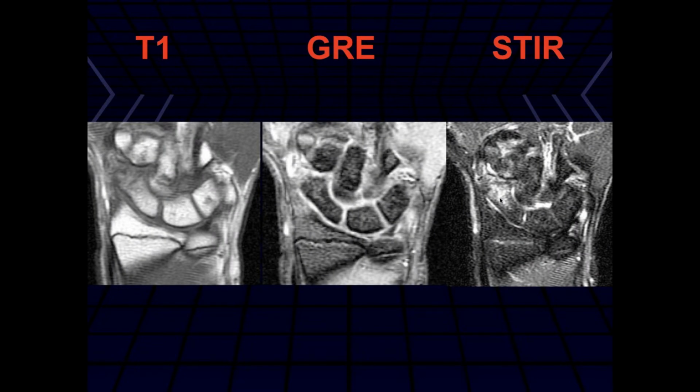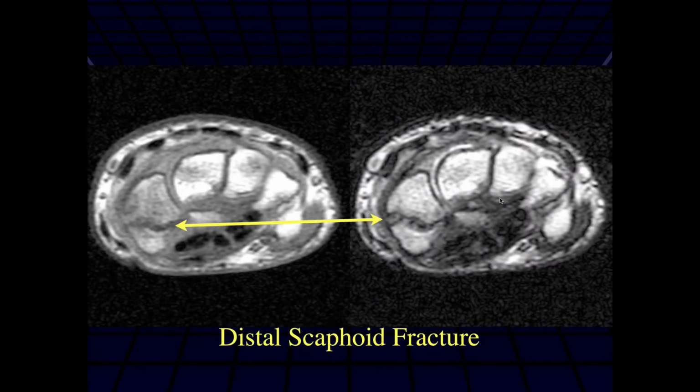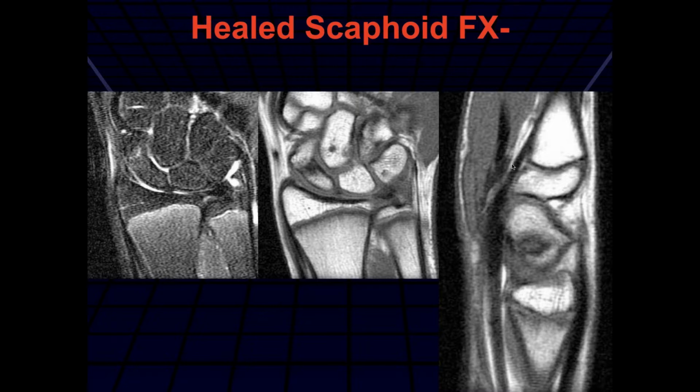This just shows a distal scaphoid fracture. Here's which we can see there. Now, I think we saw this case before. Here's a healed scaphoid waist fracture here, which is now intact.